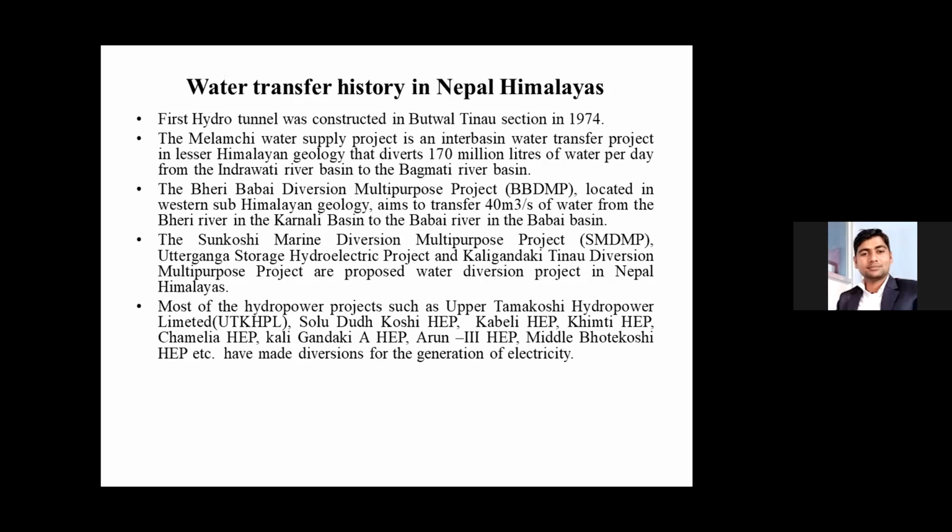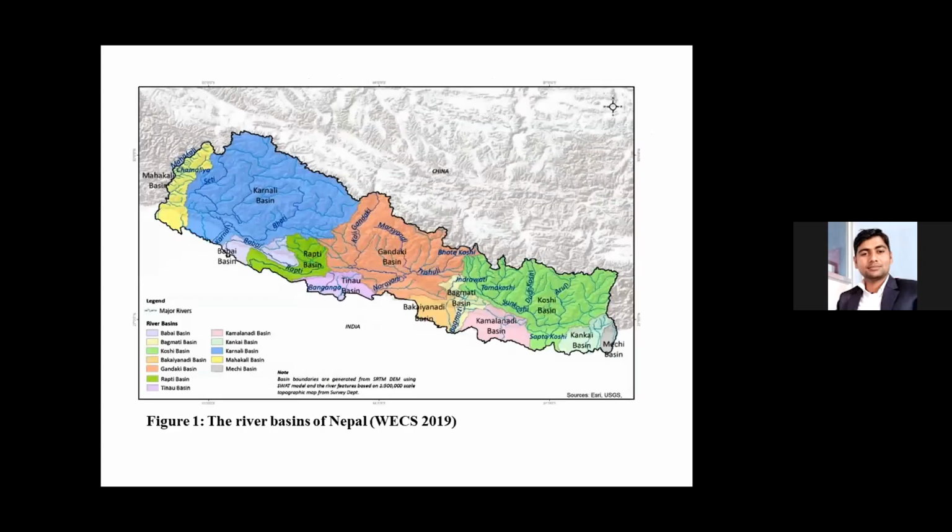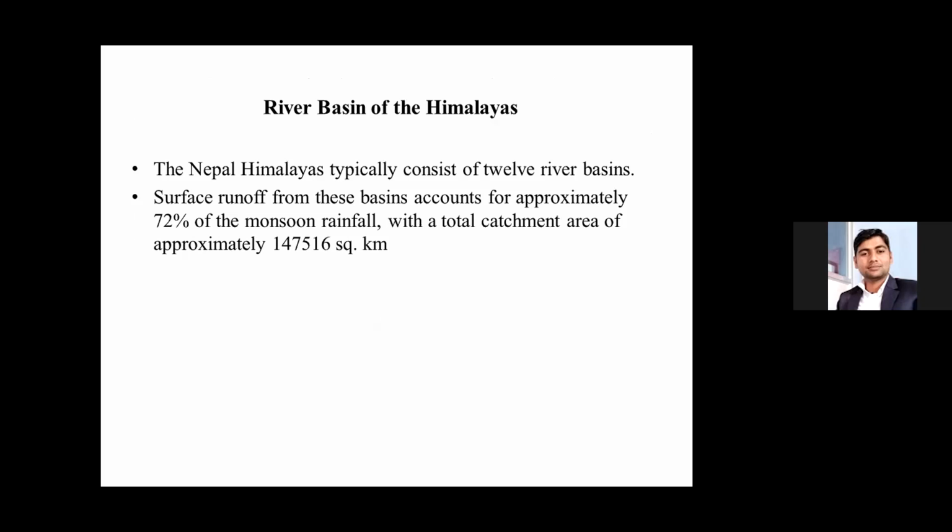For hydroelectricity in the short term, water is diverted in the Himalayas in different hydropower projects such as Upper Tamakosi, Solududhkosi, Kaveli, Khimti, Kaligandaki, and Arun projects. There are many more which I have not mentioned here.